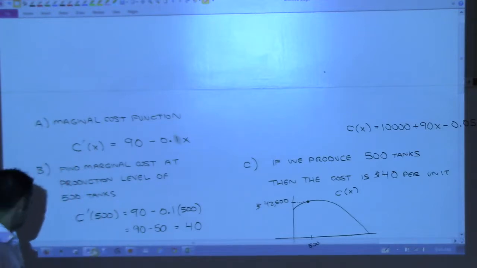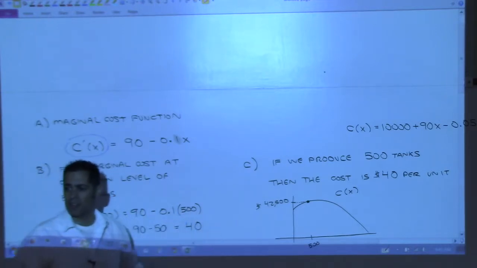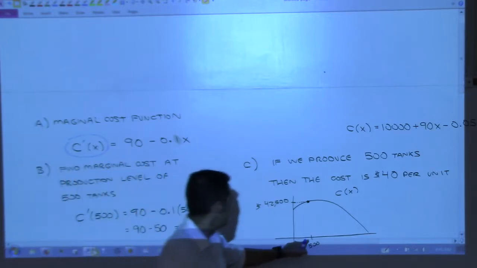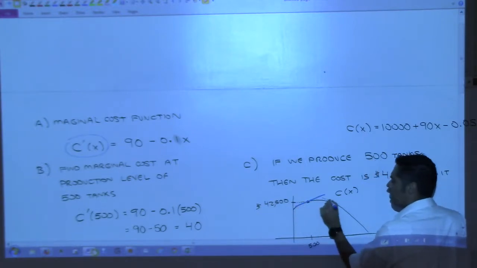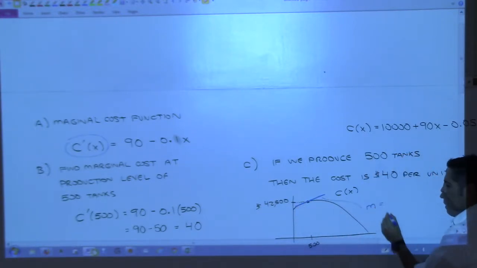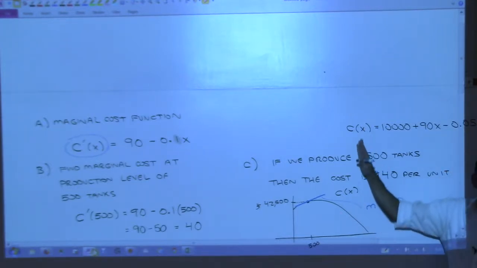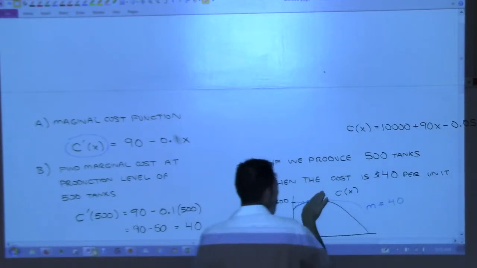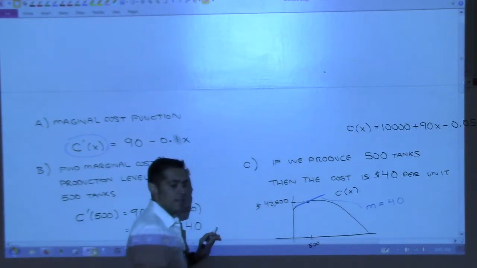Okay, so let's go back and look at it this way. What does the derivative visually on our graph represent? The slope of the tangent line, right? So if I go to 500 and I take the slope of this tangent line, what is the slope of that line at 500? 40, right? Now my picture sucks. It doesn't look like that slope is 40. It should be really steep, right? But it's 40. See, that slope of the tangent line is not giving you the average cost per tank. It's giving you something else.